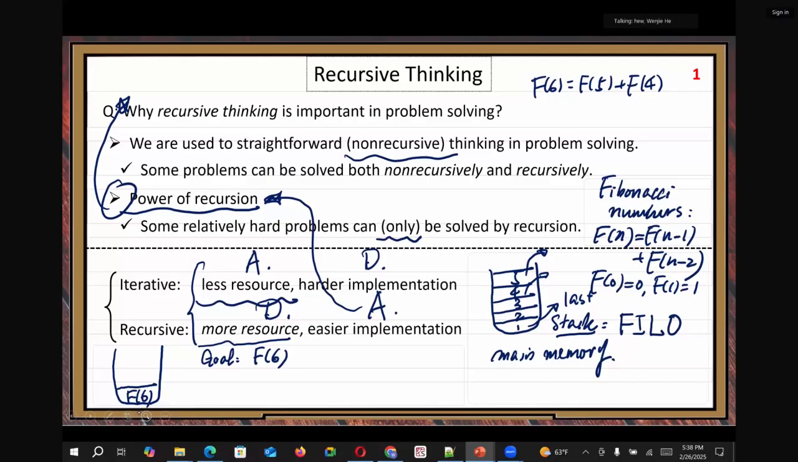Then that means we need to find the values of f of 5 and f of 4. But for f of 5, we do not have enough information, so we push it into the stack. F of 4, we don't have information, we push it into the stack. Okay? So we are here. All right.